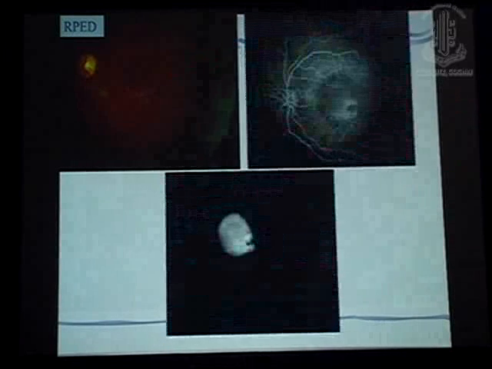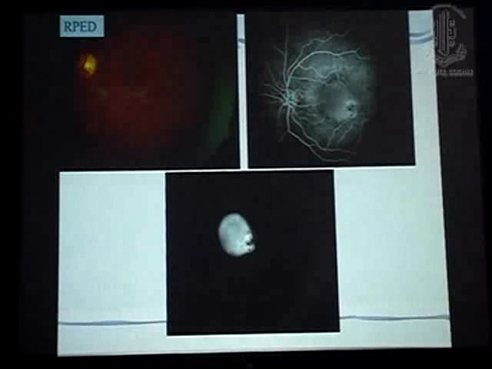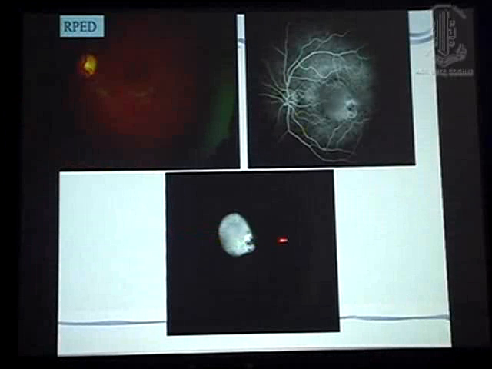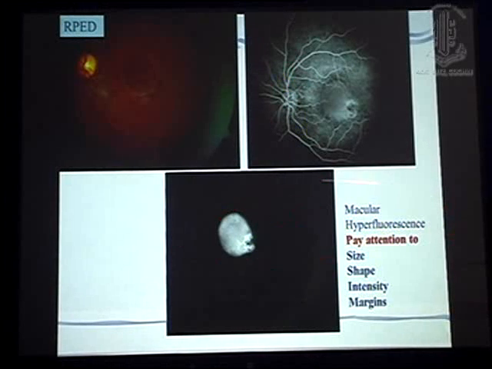Now what is this? This looks like a CSR picture. Any idea what? Can we ask some general ophthalmologists or even experts? This lesion here in the macula. You do this angiogram here, you see a typical notch here. Otherwise, this hyperfluorescence, the margins, as Dr. Shetty was emphasizing, you have to study the margins, are very well defined. So what we are dealing with is a RPED, retinal pigment epithelial detachment.